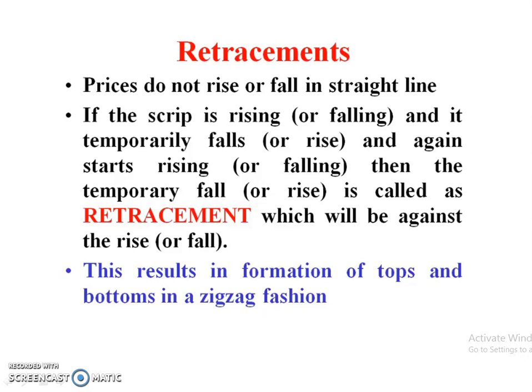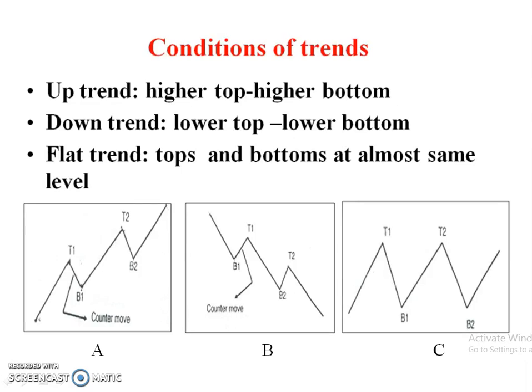This results in the formation of tops and bottoms, or highs and lows, in the zigzag movement of the stock price. To decide whether the trend is up or down, we have to check the positions of tops and bottoms in zigzag price movement. If these conditions are satisfied, then one can ensure the direction of the price.